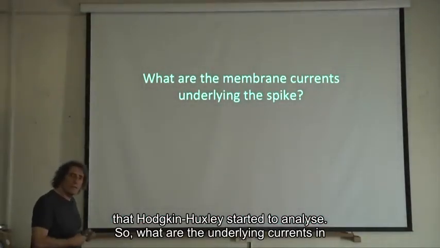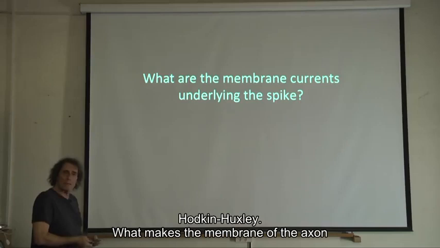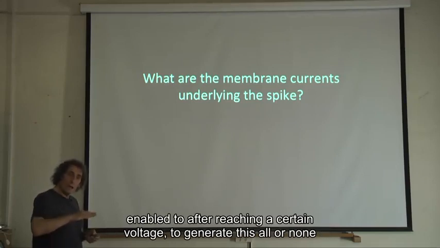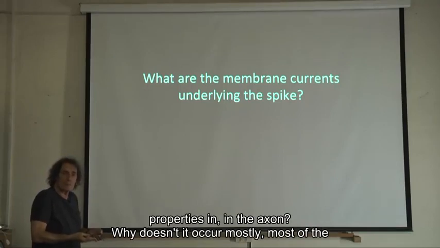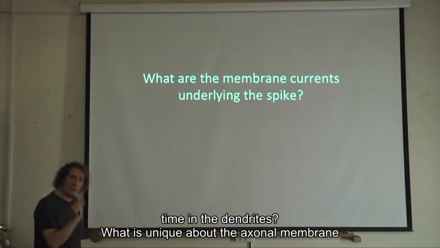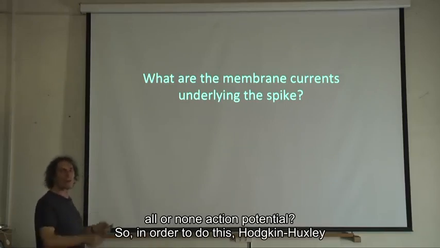So what are the underlying currents in the membrane? This is really the big question of Hodgkin and Huxley. What makes the membrane of the axon excitable? What enables it, after reaching a certain voltage, to generate this all or none phenomenon? What are the specific properties in the axon? Why doesn't it occur most of the time in the dendrites? What is unique about the axonal membrane that enables current to flow such that you get this boost, this all or none action potential?